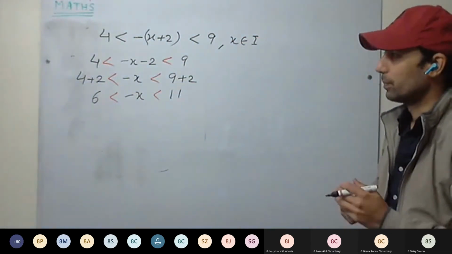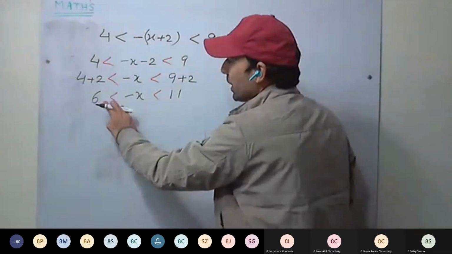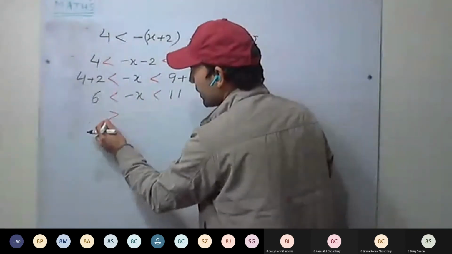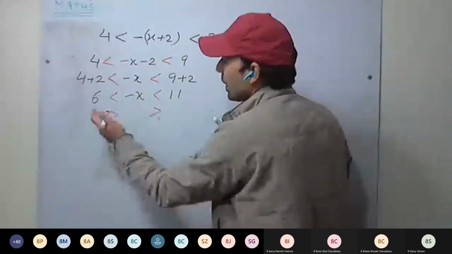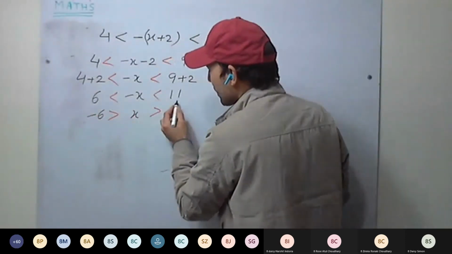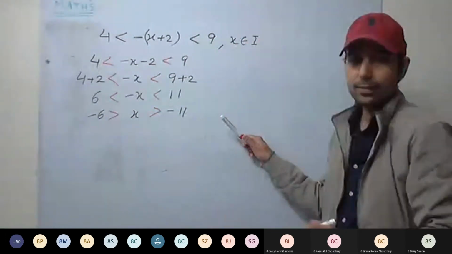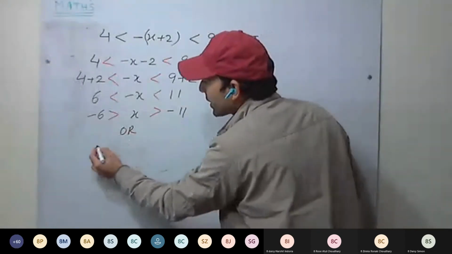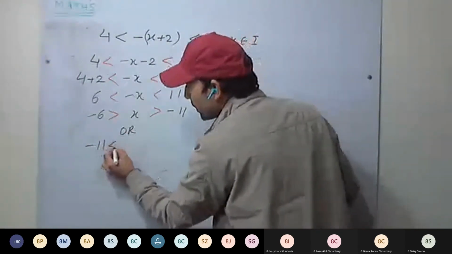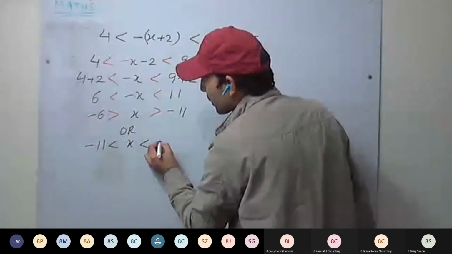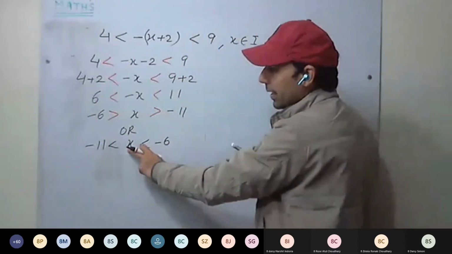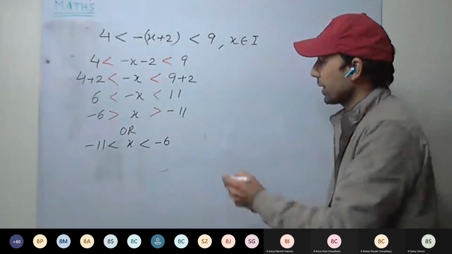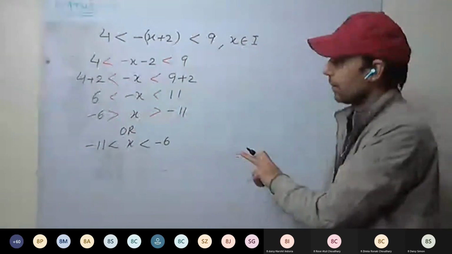Okay. Now what we'll do? We'll multiply by minus 1, so the sign will change. Sign reverses. It will be minus 6 greater than x, greater than minus 11. Or you can write it like this as well: minus 11 less than x less than minus 6. So x lies between minus 11 and minus 6. Understood this one? Any doubt till now?